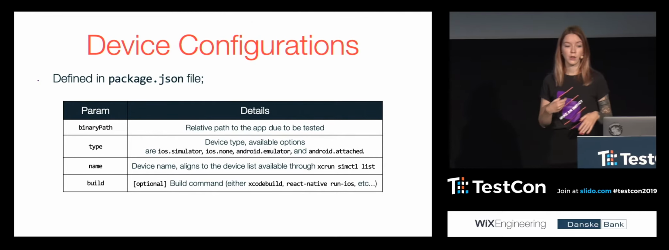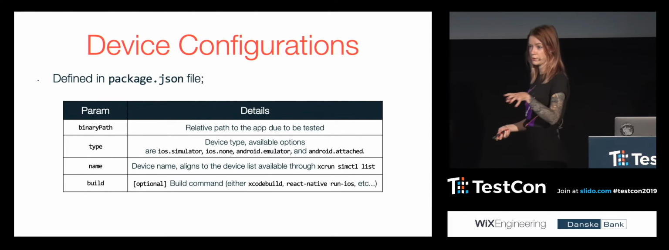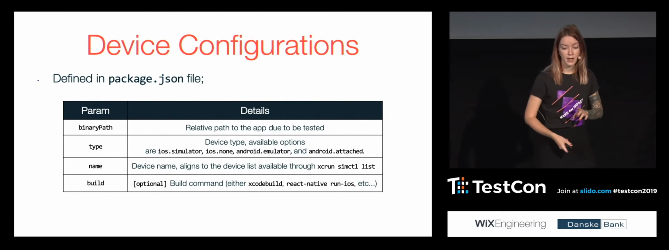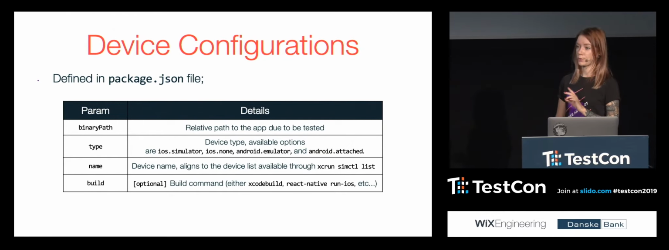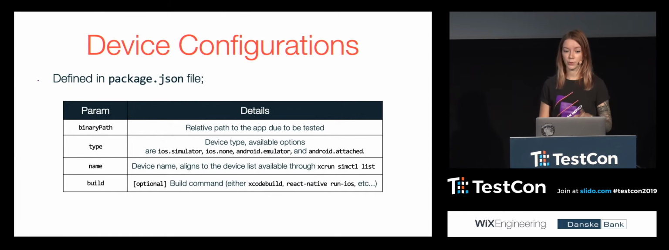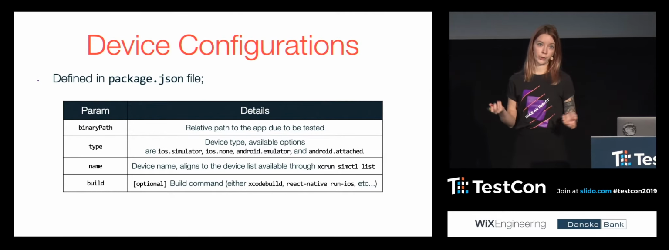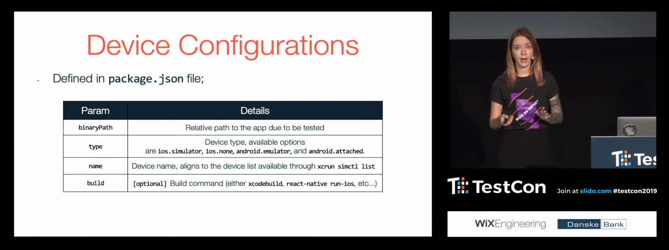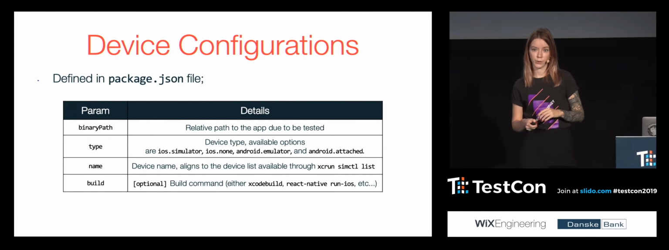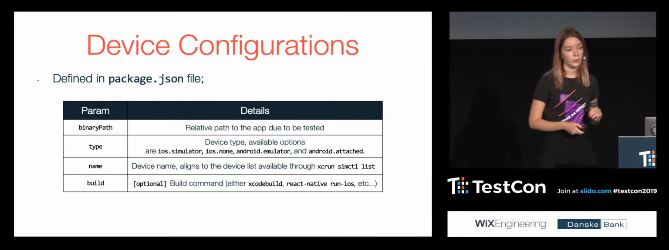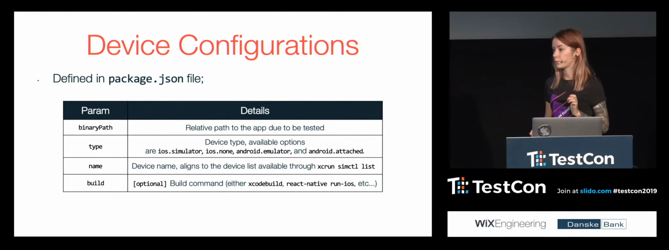So first of all, you need to define the binary path, which is a relative path from package.json to the application that you are testing. Then you need to define the simulator type, whether it's an iOS simulator or an Android emulator. Then you need to define the device name. For example, for iOS, that would be one of the devices that are specified in the Xcode simulator list. And then you can define, if you want, an optional build command that would run before tests.